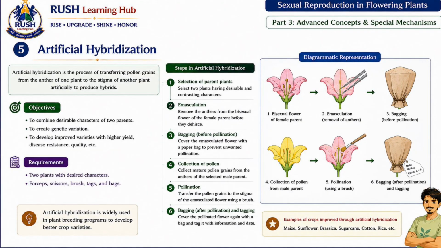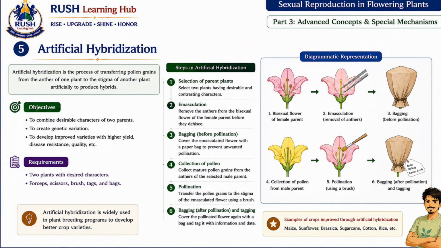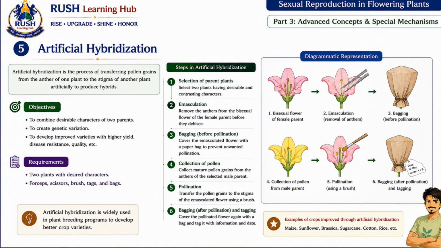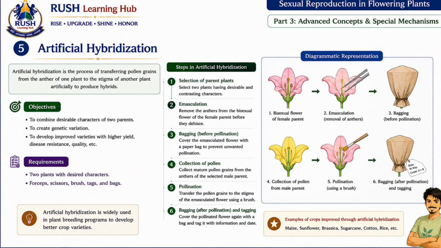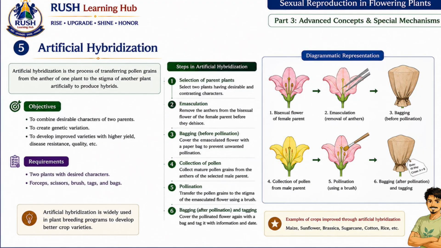Step 2. Emasculation. The next step is called emasculation. In a bisexual flower selected as the female parent, the anthers are carefully removed before they release pollen grains. This prevents self-pollination and ensures that only the desired pollen is used for fertilization. Emasculation is usually performed using forceps under careful observation.